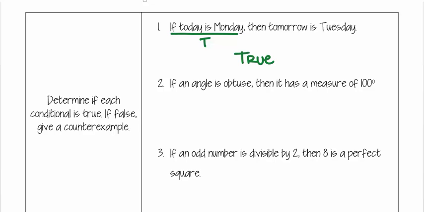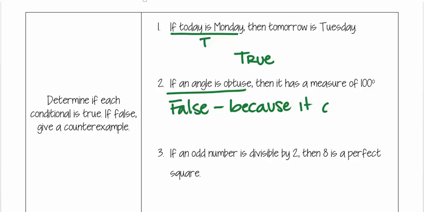Next one says, if an angle is obtuse, so picture an obtuse angle in your mind, then it has to have a measure of 100 degrees. So some obtuse angle, does it have to have a measure of 100 degrees? Hopefully you said no to that. Because an obtuse angle just has to have something in between 90 and 180. So let's say it could measure, I don't know, 142 degrees. It's still obtuse, but it doesn't have a measure of 100 degrees. So there's our counterexample. Remember, we just have to give one.